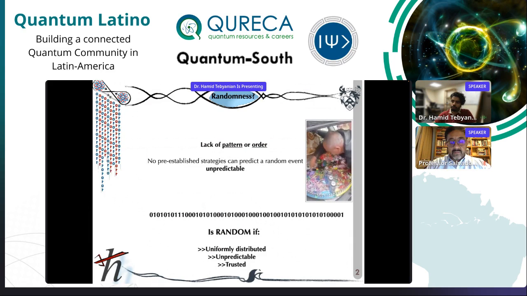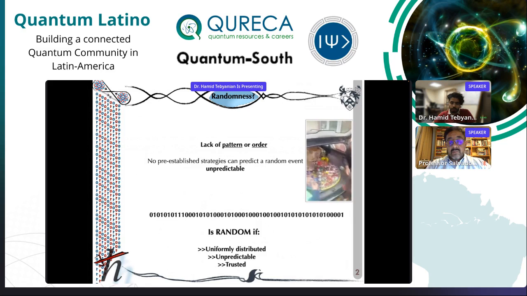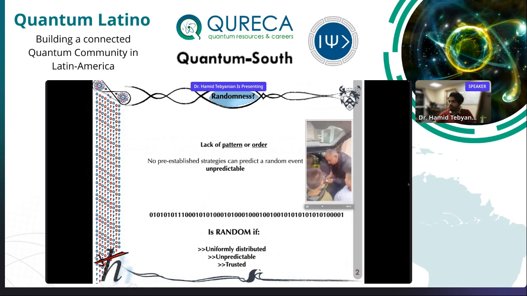A string of numbers is called random if it's uniformly distributed, unpredictable, and also trusted. Obviously, this process is not random because this guy is untrusted. So lack of pattern or any order is really important for any quantum random number generator, or any generator, not even quantum. And no pre-established theory or pattern or strategy should be able to predict the random event.